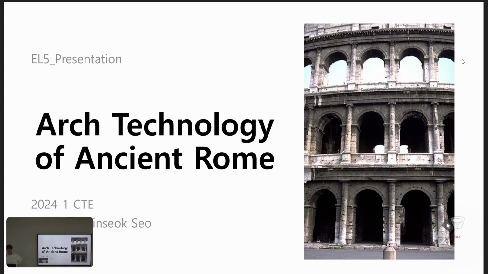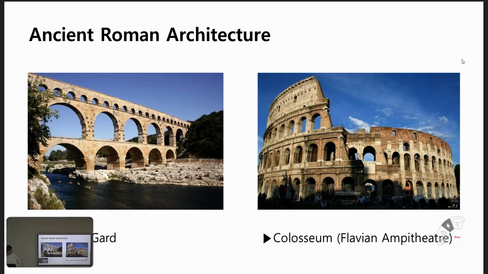Have you ever seen Roman buildings? These two pictures are examples of Roman buildings. They are very big and still maintain their shape to this day. It is amazing that they are buildings from 2000 years ago. The shape of them can be maintained by the arches. In this picture, there are many arches. The purpose of my presentation is to explain the arch technology of ancient Rome.